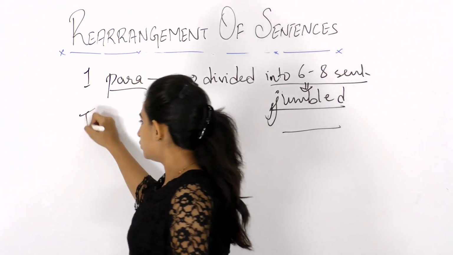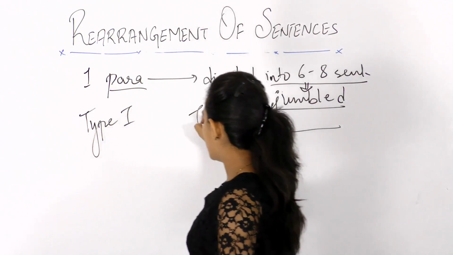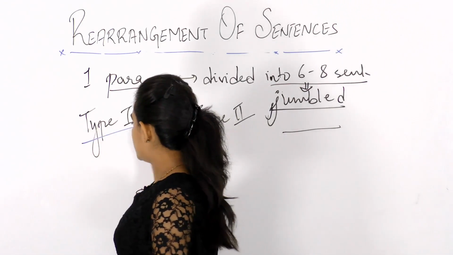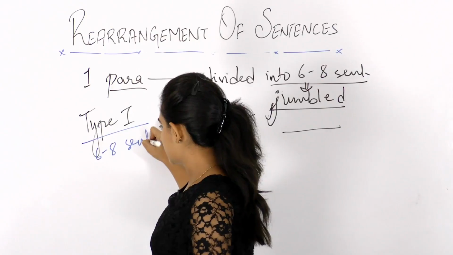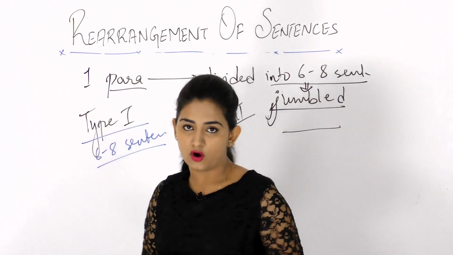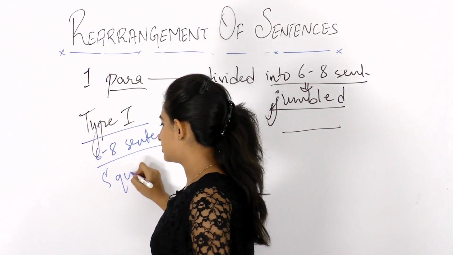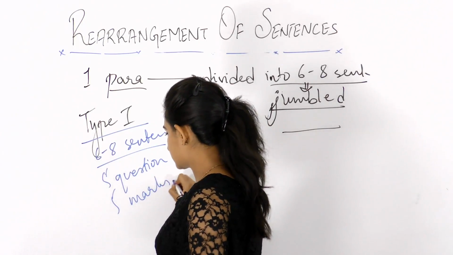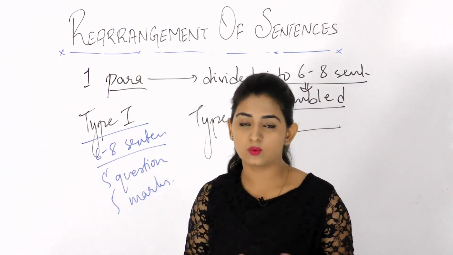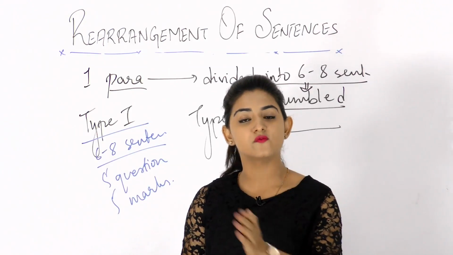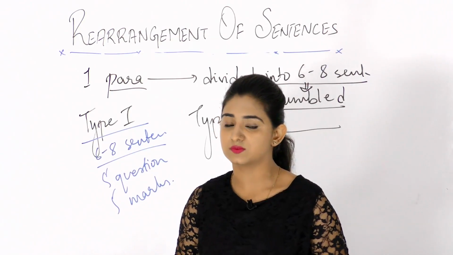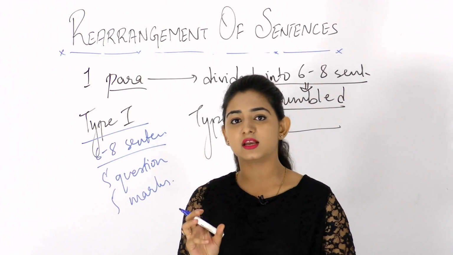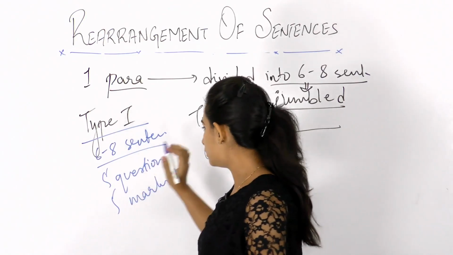Now we have two types of para jumble, type 1 and type 2. Type 1 says you will be given 6 to 8 sentences in jumbled form, and you will be asked 5 questions of 5 marks. That means 1 mark for 1 question. The question will be like, which of the following is the second sentence after rearrangement? So what you have to do is, after rearranging the sentences, just look at which is the second sentence, and you have to take it.